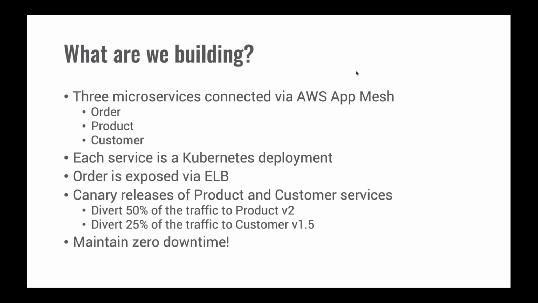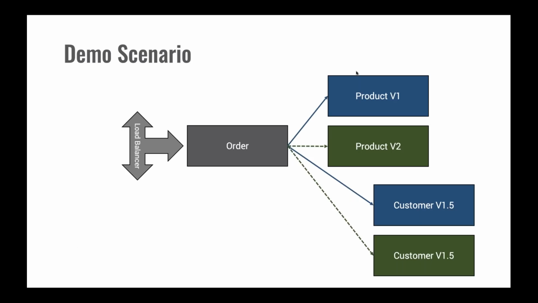So let's go ahead and do this. And to visualize this, this is how it's going to look like. So order is exposed via an ELB, and then order talks to product V1 and product V2. The dotted line represent like a blue-green deployment or a canary deployment. And we are going to eventually retire V1 and only use V2 or V1.5. So that is the demo.